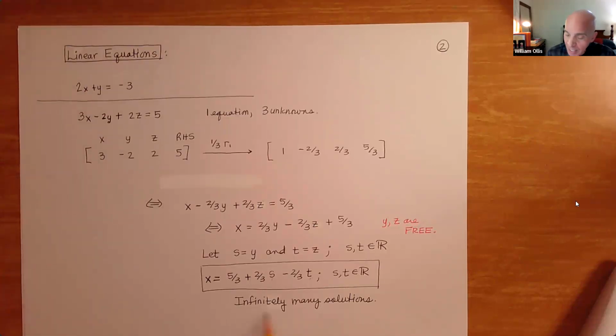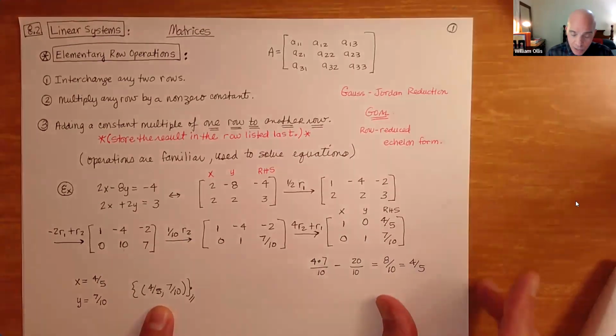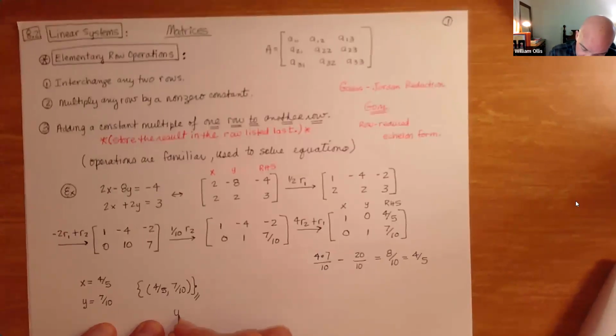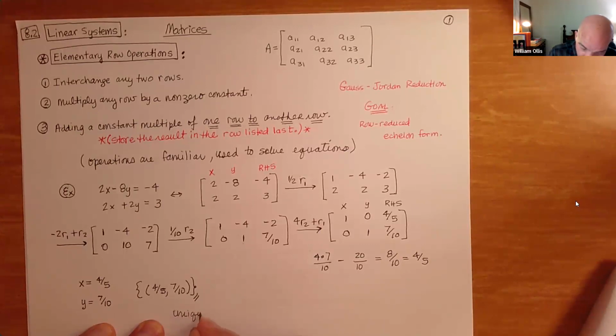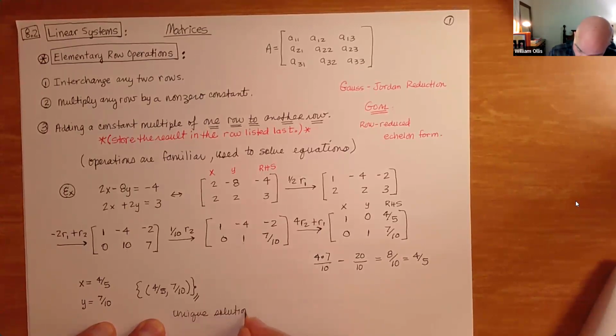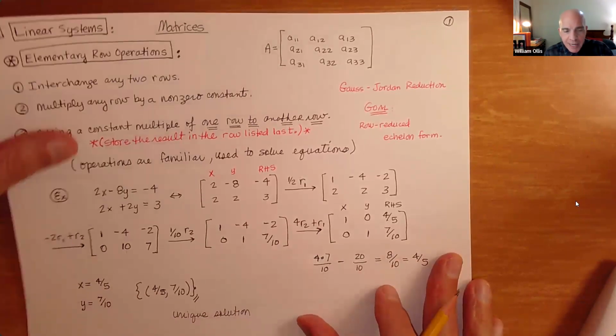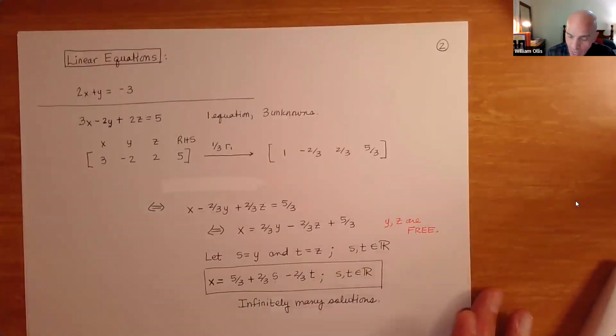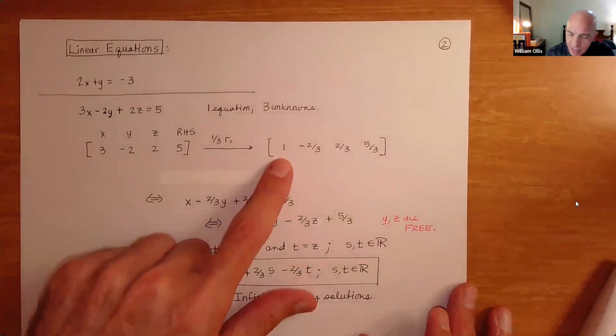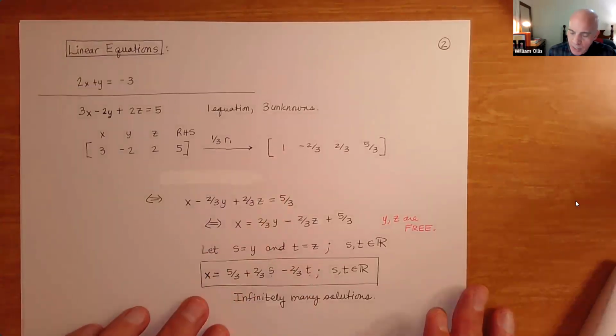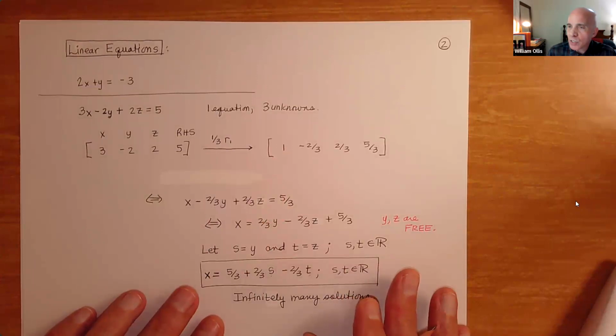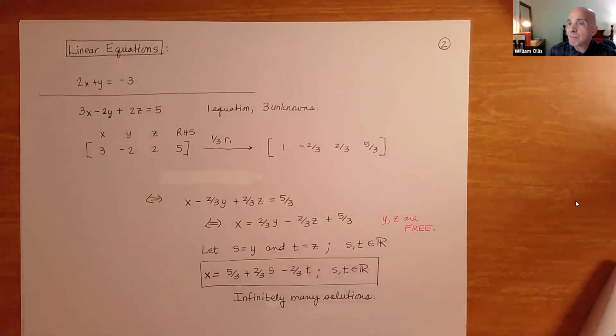So we would say infinitely many solutions, as opposed to what we had on the last problem, which was what? A unique solution. And let me write that down. Unique solution. So when we think about the matrices, ladies and gentlemen, we see that this provides us an avenue to consider situations where we may have infinitely many solutions.